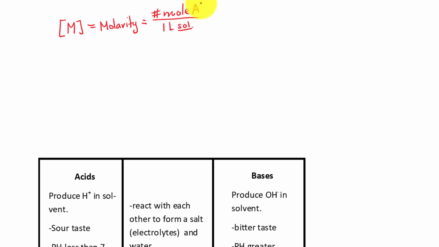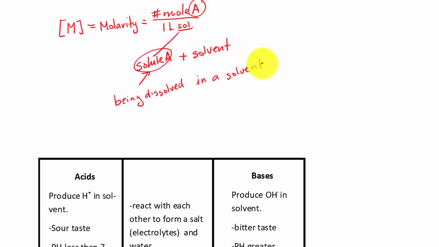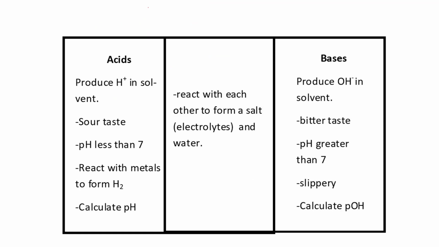First of all, it would have the chemical A that's being dissolved, and we call that a solute A, okay? And this solute is going to interact with a solvent. So a solute is basically being dissolved in a solvent. An example of a solvent is water. In this lesson, we are going to look at how the concept of molarity is used in acids and bases.